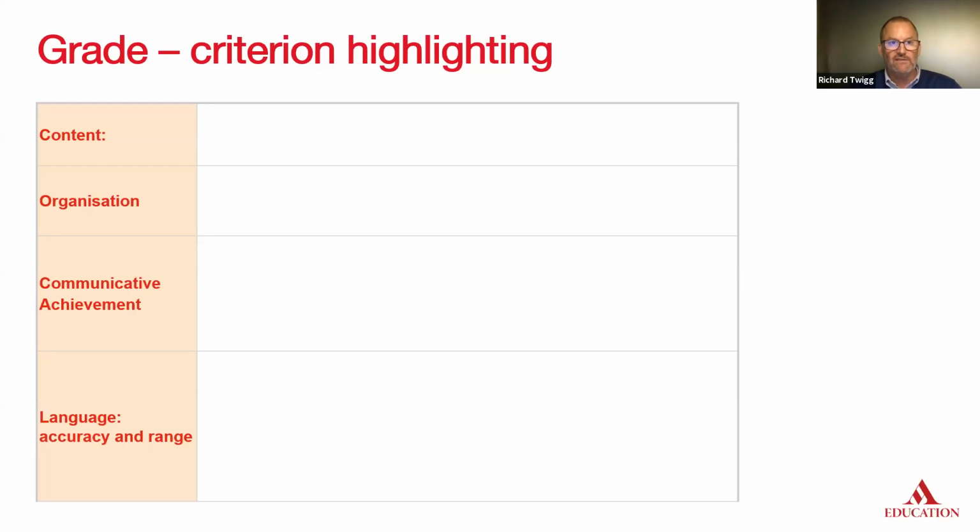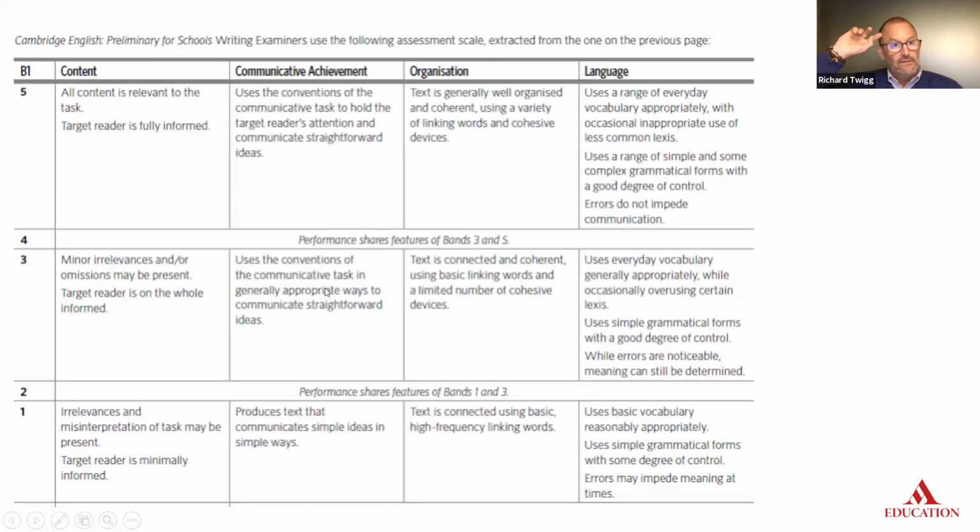So in the Cambridge main suite of exams, the criteria are content, so you get a mark for content, you get a mark for organization, you get a mark for communicative achievement, and you get a mark for language accuracy and range. So those 4 areas, and basically there are 5 bands or 5 scores that the students can get, so from 1 to 5. As you can see, to get a 2, it shares performance features with bands 1 and 3, and for 4, it shares performance features with bands 3 and 5.